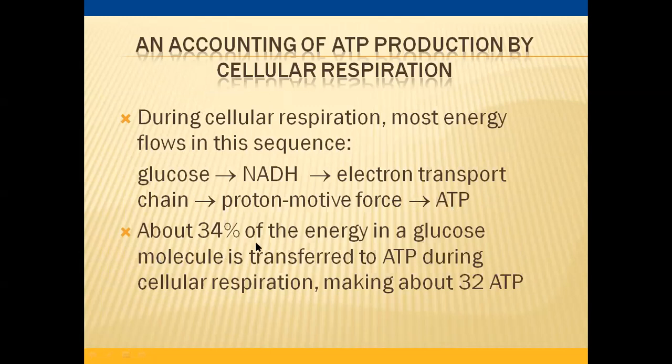About 34% of the energy in a glucose molecule is transferred to ATP during cellular respiration, making about 32 ATP. So from a single molecule of glucose, 32 ATP will be formed. These 32 ATP molecules are equivalent to 34% of the energy present in the glucose. The energy present in the glucose is not completely released. Only 34% of the energy will be released in the form of 32 ATP molecules. The remaining energy will be there in the carbon dioxide molecules.